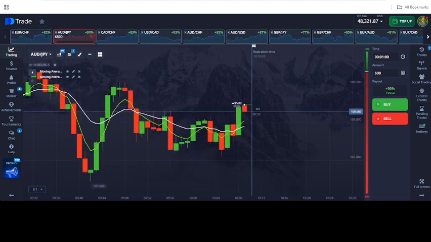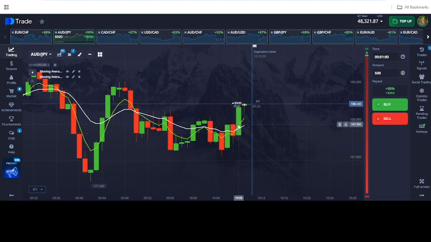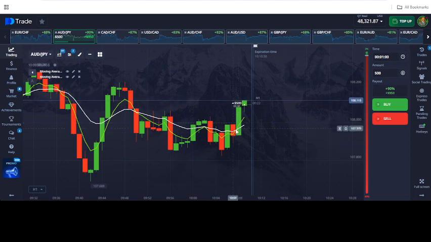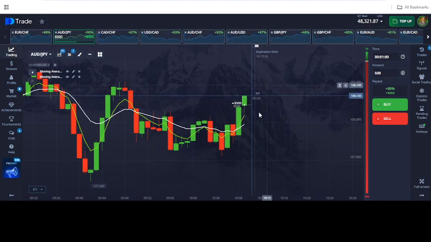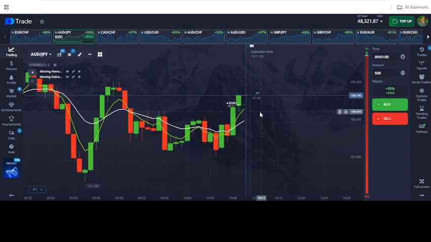Okay, so I'm on the Aussie dollar Japanese yen currency pair, and I just took a buy trade, a buy option here. And the reason why I took the buy trade is you see the green 5 EMA line crossing the 15 EMA in an upward direction here. So this suggests a continued bullish momentum to the upside in the price of the currency pair over the next 60 seconds. So let's watch this trade and wait for the expiration.